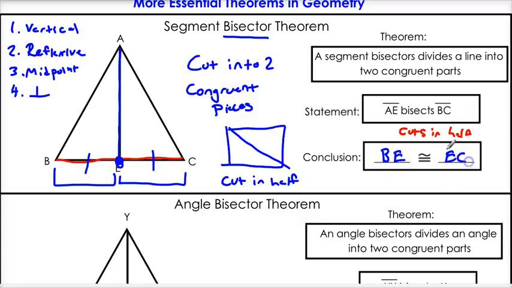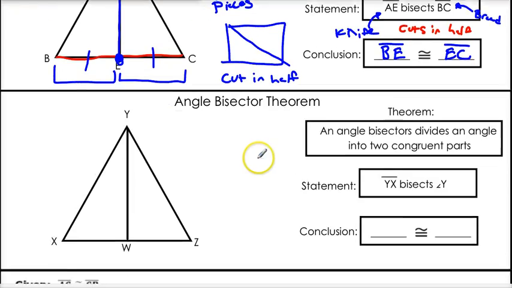So a segment bisector just cuts a line in half. The way I like to think of it is that AE, the first one, is your knife that's doing the cutting, and your BC is your bread. And that's being cut in half, right? So cut in half like a bread sandwich. Anyway, I'm just going to keep going.